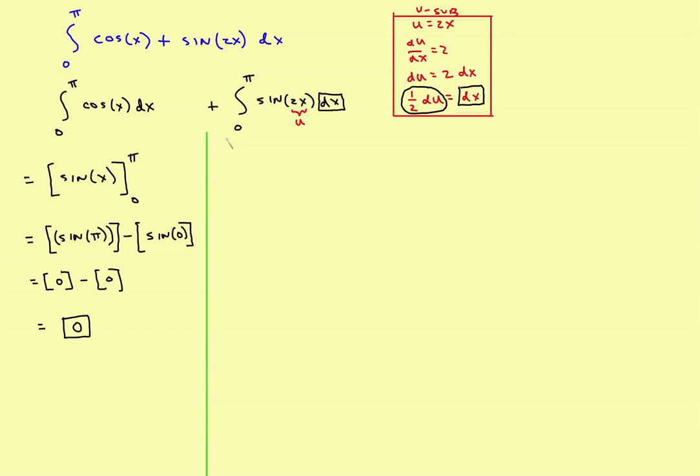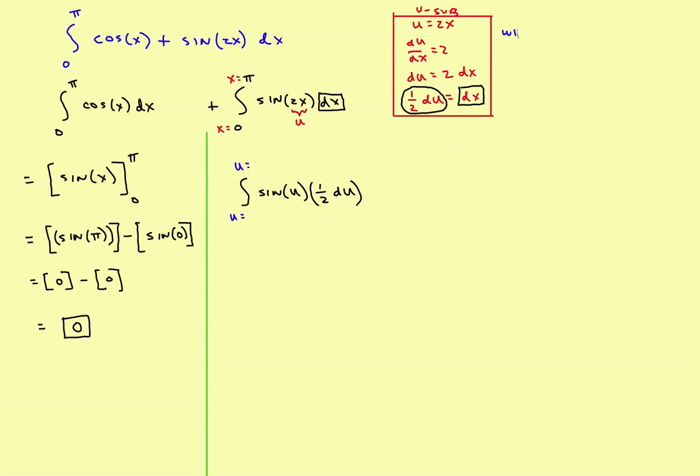But now I also need to change the limits, because remember this goes from x equals 0 to x equals pi. What I've done is I've changed this thing into the antiderivative of the sine of u, and in place of dx I've got 1/2 du. But I've also got to change the limits into u limits. So this would be from u equals something to u equals something. So let's change the limits.